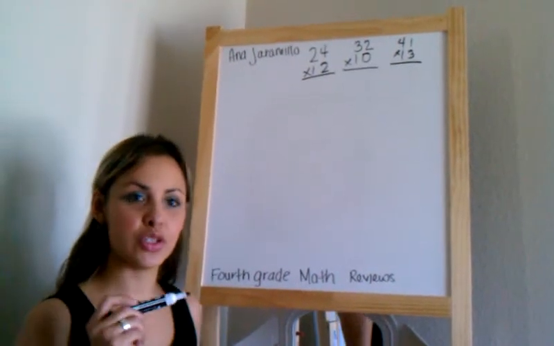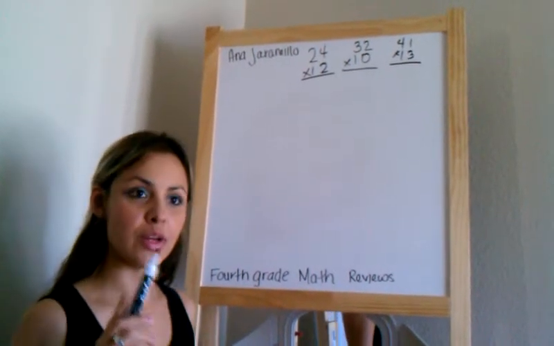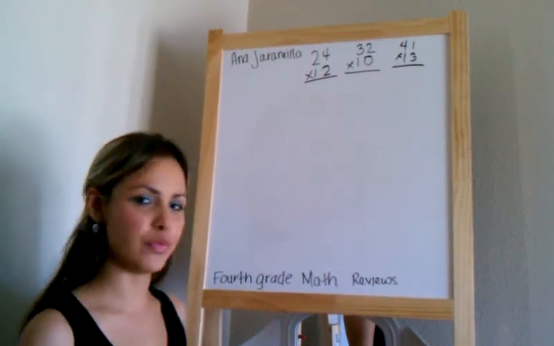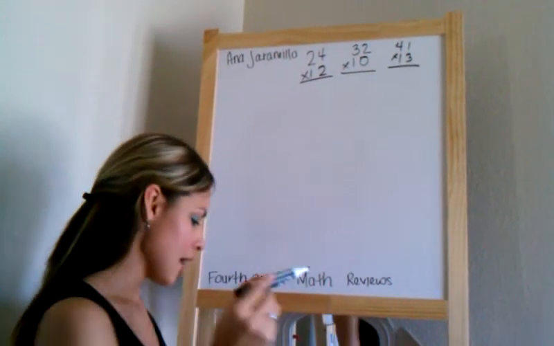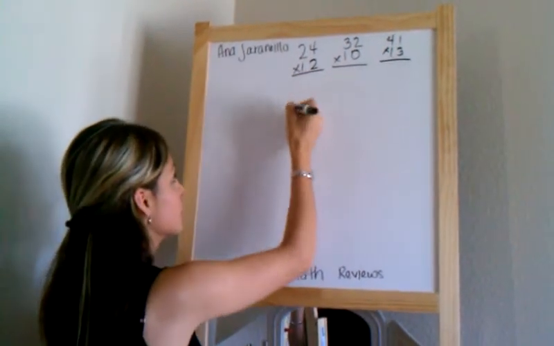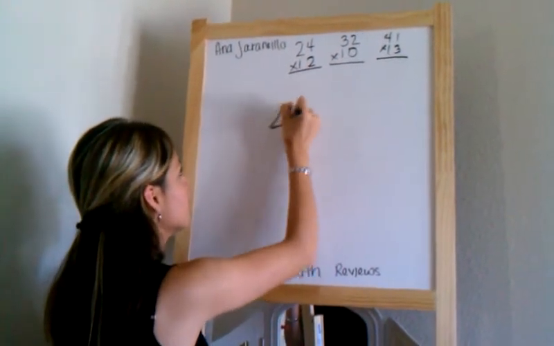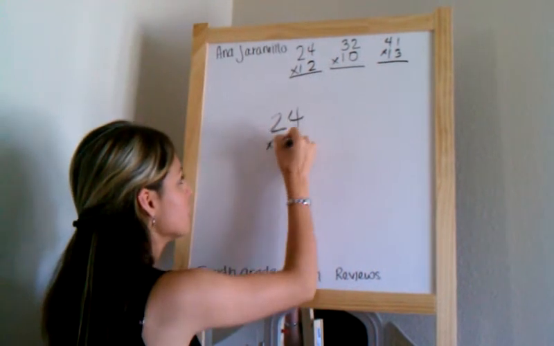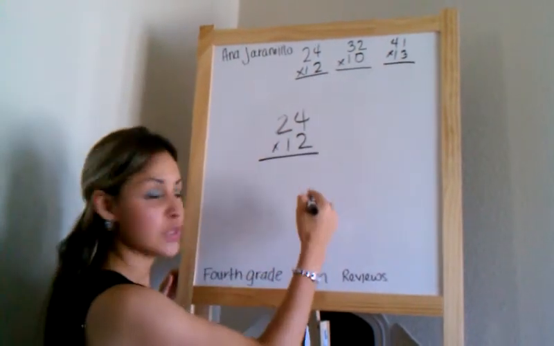Okay, so now we're going to do multiplication with about 4th grade level math reviews for struggling 4th graders. And we're going to start off with these multiplications, and we're going to start with this first one here, which is going to be 24 times 12. And we're going to go ahead and do the multiplication.